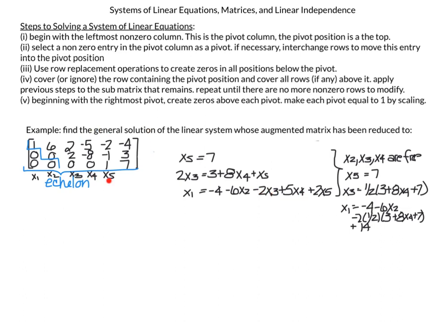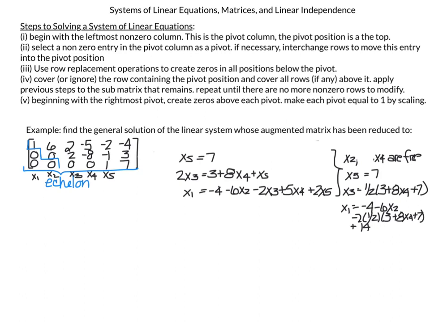5x4 and 2x5. So from here, I can see that I have 3 free variables, because I've only defined 3 variables here. So x2 and x4 are free. I guess actually, I'm sorry, x3 is not free. I have that x5 is equal to 7. So x3 I can solve as 1/2 times 3 plus 8x4 plus plugging in the 7 for x5. So this is x3 in terms of our free variables.